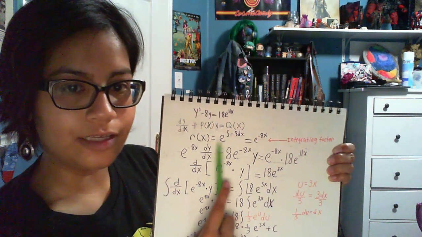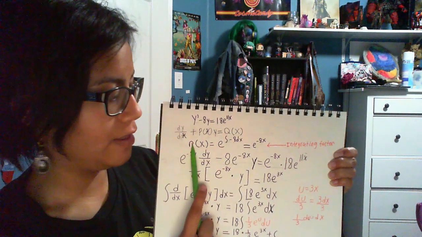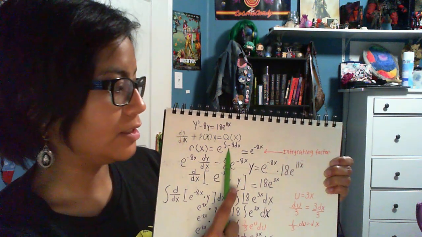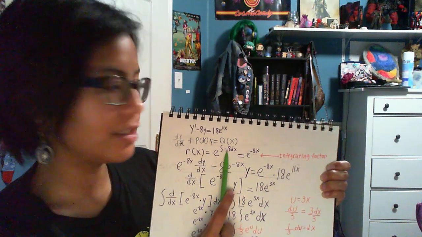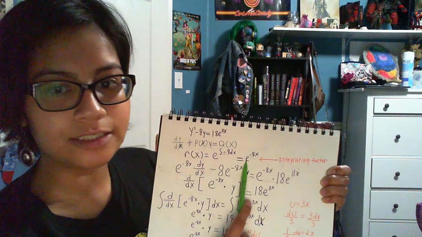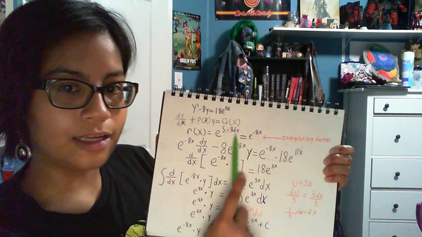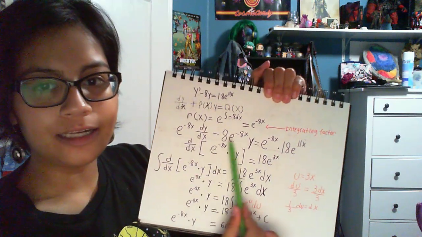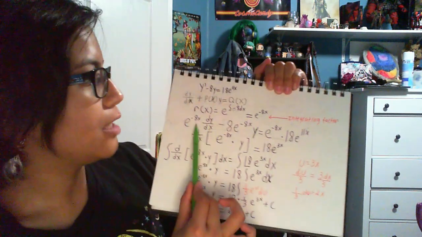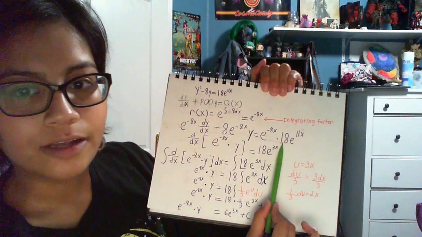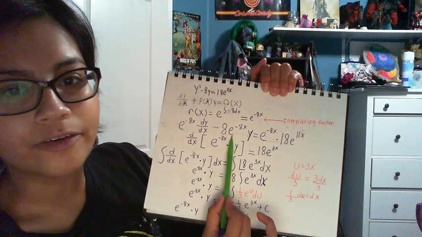So now I want to find the integrating factor, which would be e raised to the integral of P(x), which is negative 8, which gets us e to the negative 8x. And now I want to multiply that integrating factor with the rest of the standard form equation in order to get this line here.